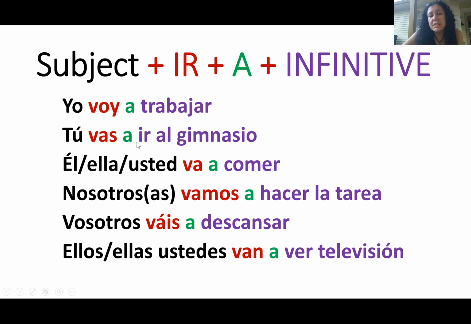So, tú vas a ir al gimnasio. Él va a comer. Ella va a comer. Usted va a comer. Nosotros vamos a hacer la tarea. We're going to do the homework. Vosotros vais a descansar. Ellos, ellas van a ver televisión. So if you ask, ¿qué van a hacer ustedes? They would answer this. They would conjugate ir and then insert the preposition plus the action that they are going to do.